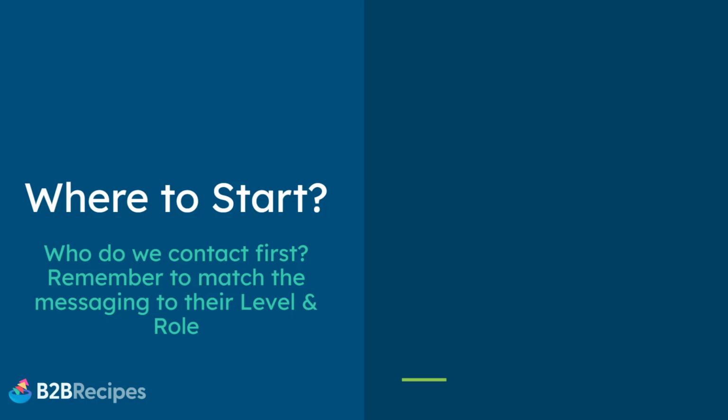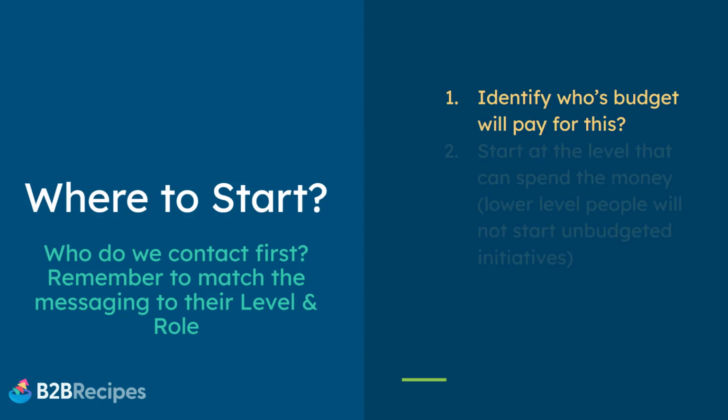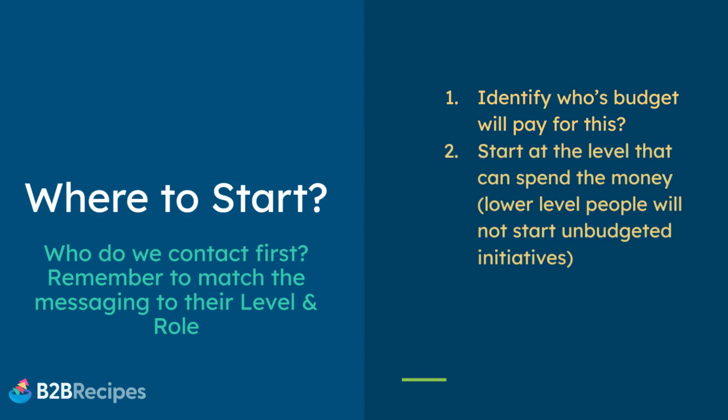The question is, where do we start? Who do we contact first? We want to identify who we think's budget will actually be used to pay for this purchase. We want to start at the level that can actually spend the money, because lower level people often will not do anything or start on any kind of an initiative that's not going to be budgeted.